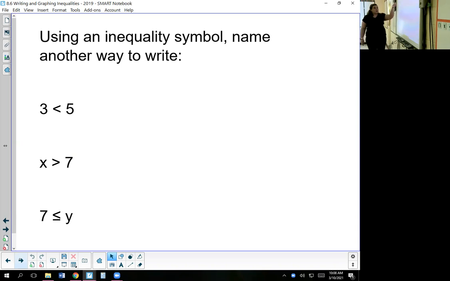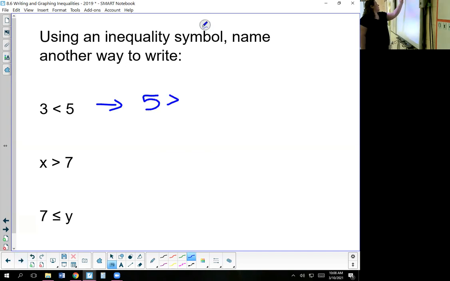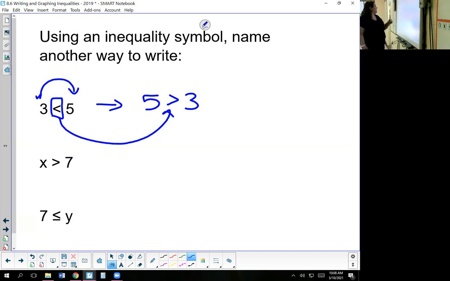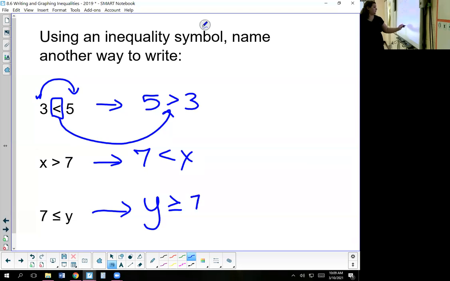So I could write it as 3 is less than 5. Well, what's another way I could write it, but it still means the same thing? I could then say it as this. 5 is greater than 3. So I'm allowed to flip it around as long as I change my sign. Same thing here. If x is greater than 7, I also could write it as 7 is less than x. 7 is less than or equal to y. Again, I could flip everything around as long as I change the sign. Y is greater than or equal to 7. So keep that in mind. If you're going to flip it around, you have to change the sign.